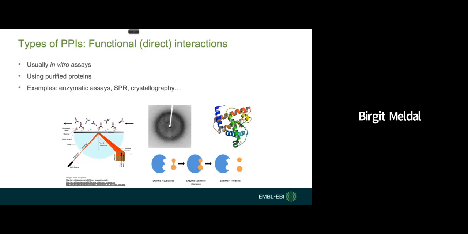And lastly, there's a type of direct interaction that also gives us information about the function behind this interaction. These assays are almost always conducted in vitro using purified proteins. And these can be enzymatic assays, SPRs, crystallography. They don't have to have just 2 proteins in interaction. They can have more, but the interaction method defines details about their physical interactions more closely.